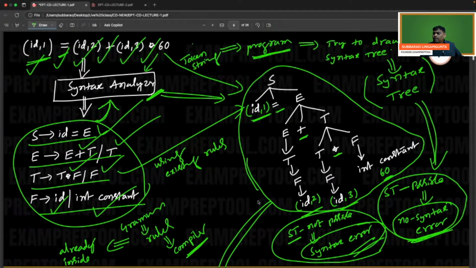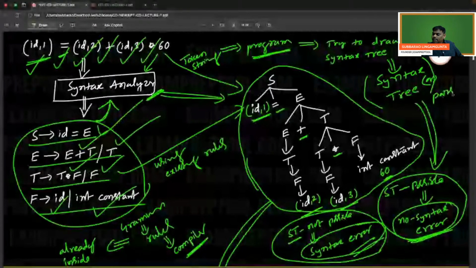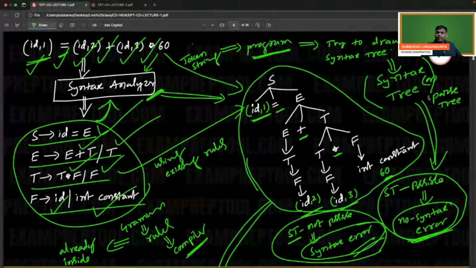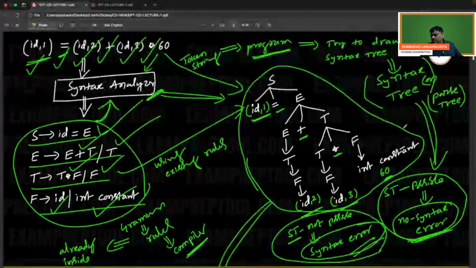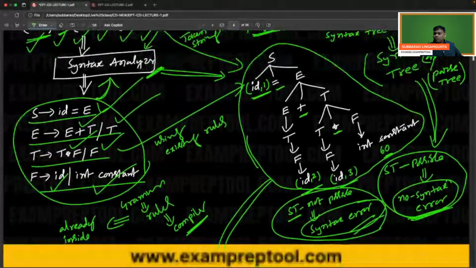Remember one more thing. The one who creates the tree is called the parser. That is the reason it is also called parse tree. Syntax tree or parse tree. If the parser is able to create the tree, it means parse tree possible, or syntax tree possible. Then there is no syntax error.